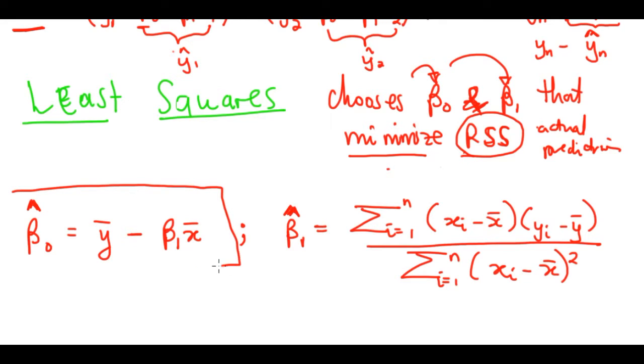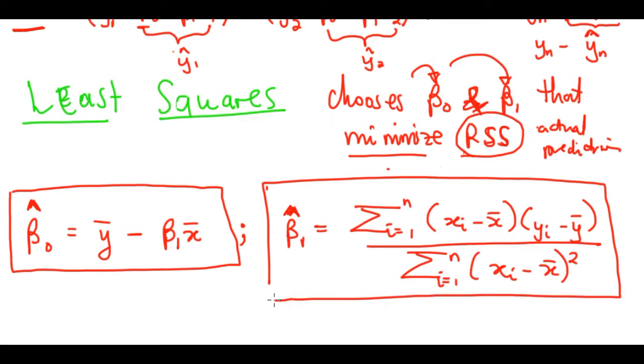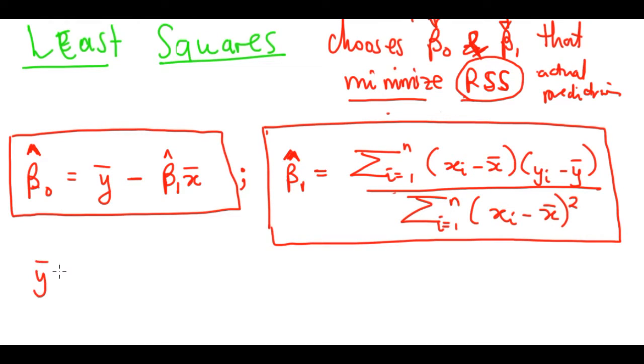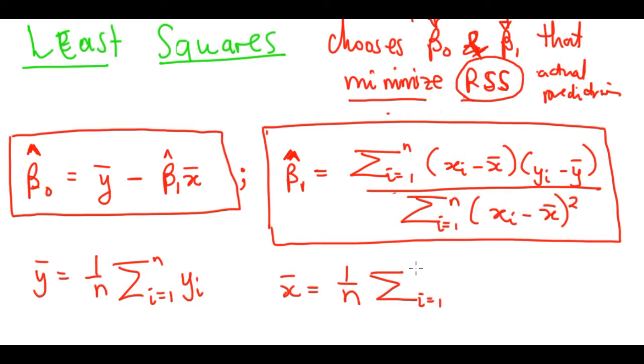But this is the value of my beta naught that minimizes the RSS, and this is the value of my beta 1 that minimizes the RSS, which means once I calculate my beta 1, I'll take it and put it there and then calculate my beta naught. That's basically what it is. And y bar is defined as 1 over n, the summation of i equal to 1 up to n of each yi. And then my x bar is just going to be 1 over n, the summation of i equal to 1 of xi.